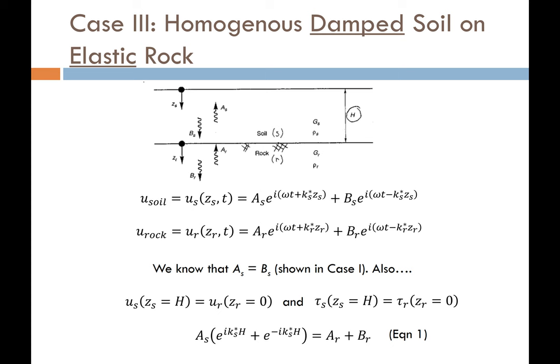So in this condition, case number 3, we're going to keep our damped soil. We're going to still keep it homogeneous, but this time we're going to make our rock elastic, which means that our rock is also going to have a shear modulus and a mass density. It's not damped yet though. We're not going to add any damping yet to the rock. So we can formulate our solutions to our wave equations.